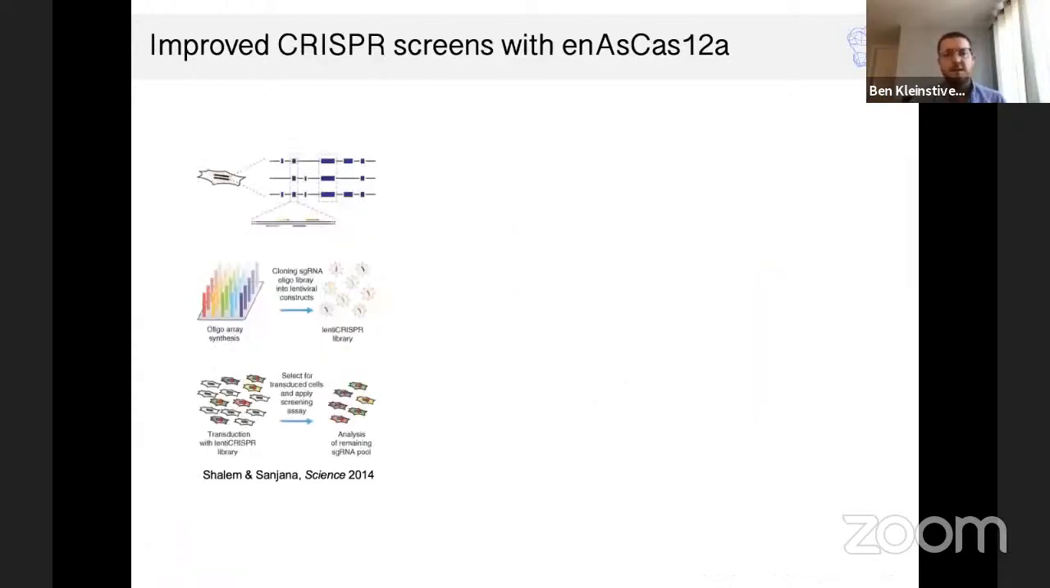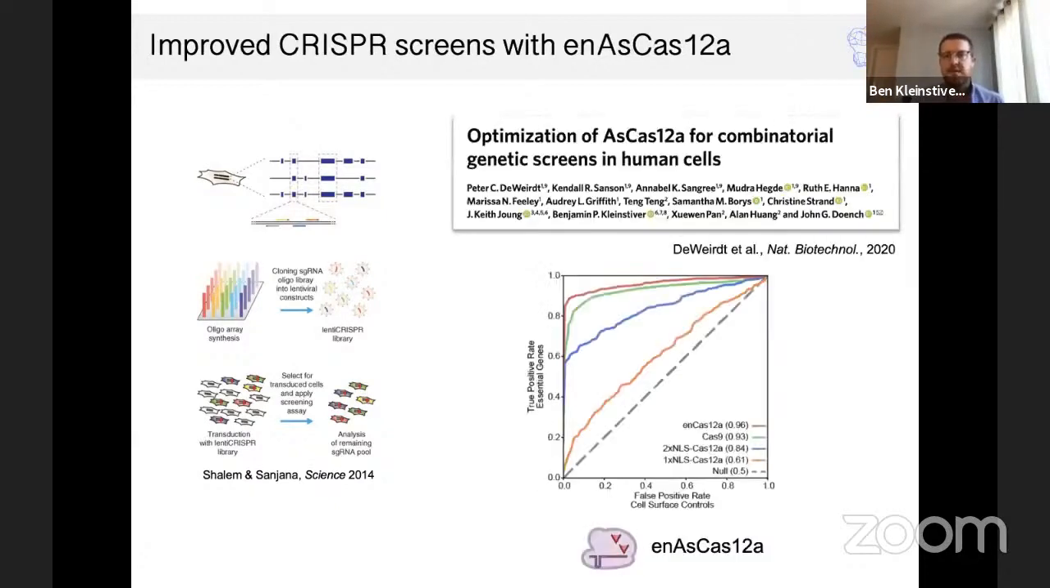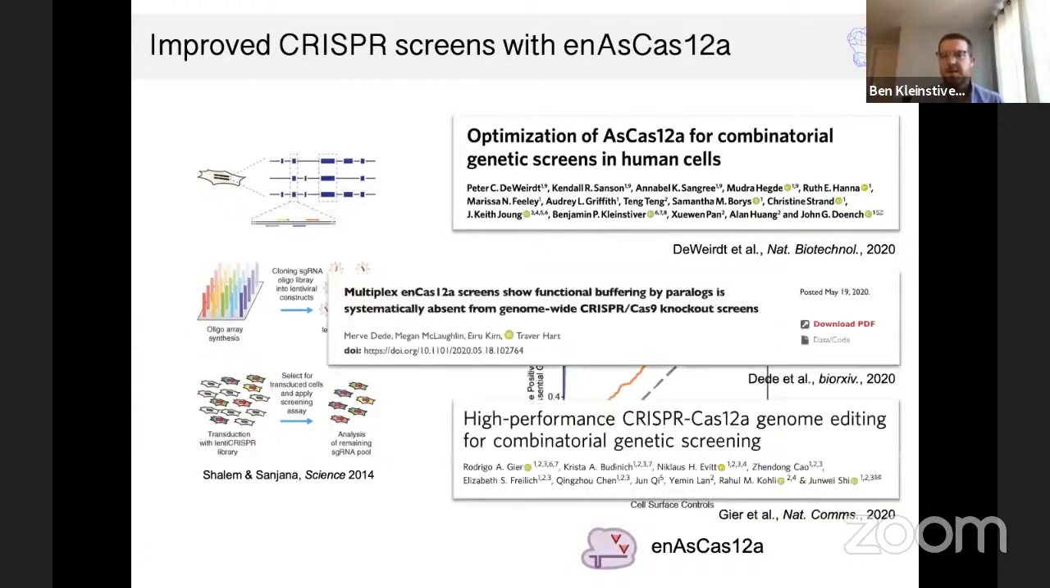And then finally, some collaborators and other groups in the field have shown that they can use these enhanced Cas12a proteins that have improved on-target activity in the context of genome-wide screens. For the sake of time, I won't belabor this point, and I encourage you to check out these papers. But essentially what they show is that by using this enhanced Cas12 protein that has higher on-target activity, they can achieve much better performance in their genome-wide screens compared to the wild-type Cas12 protein.